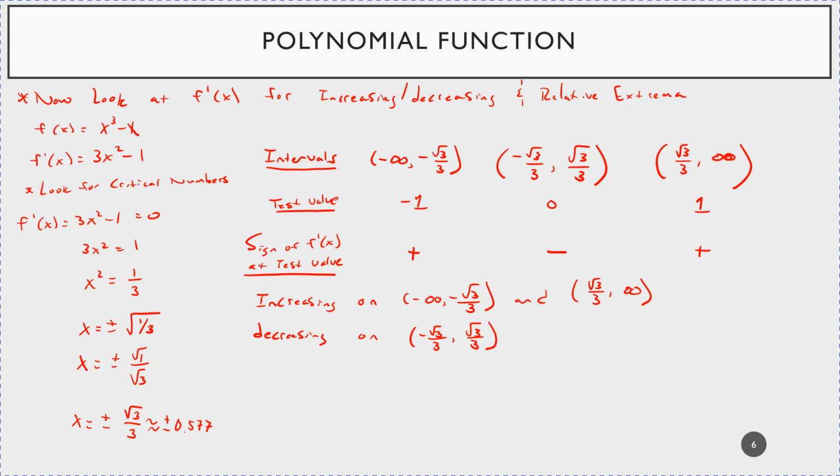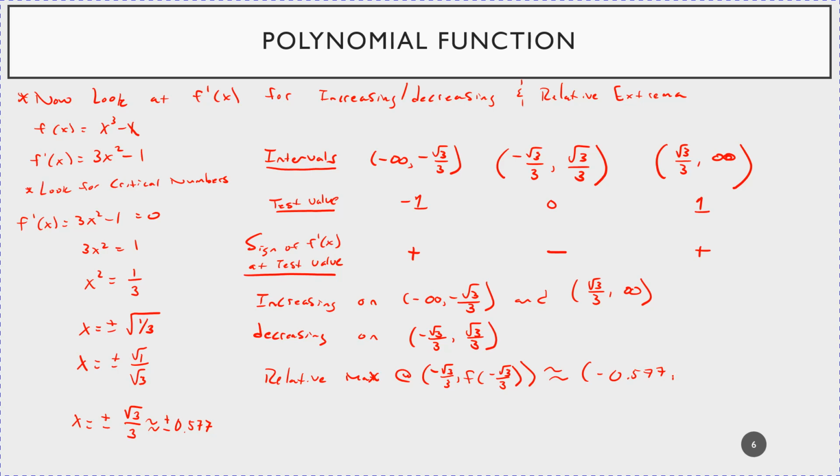Now what's also great is you can use the first derivative test to find relative extrema. So increasing to decreasing, we have a relative max at negative the square root of 3 over 3 comma f of negative the square root of 3 over 3, which, just to help me plot it, is roughly the point (-0.577, 0.385). I'll let you verify that yourself in a calculator.